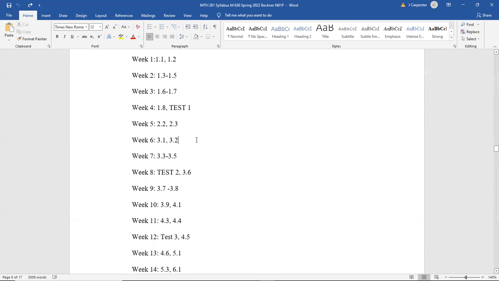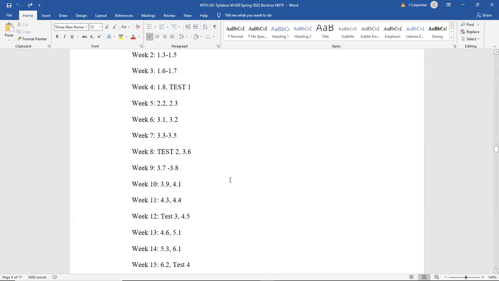But roughly two sections a week, two sections per class. I do have this set up for four tests. I may cut it down to three. I may do four. I have experimented with both in this class. I think given that we only meet once a week, I'm a little more prone to doing three tests, but don't hold me to that.